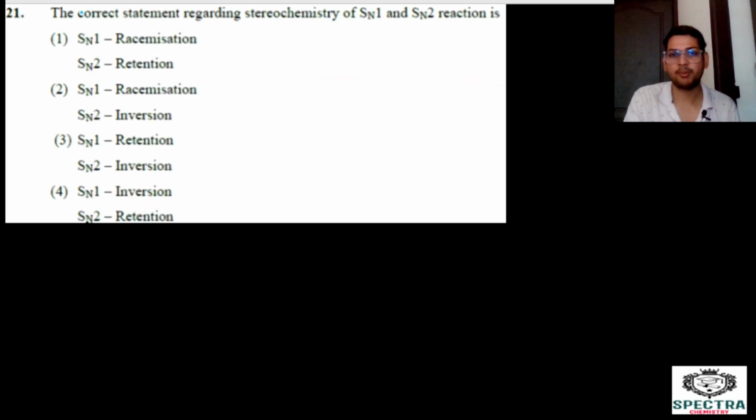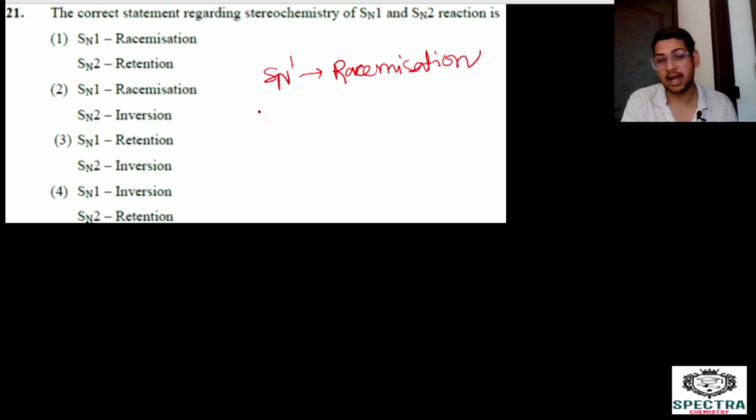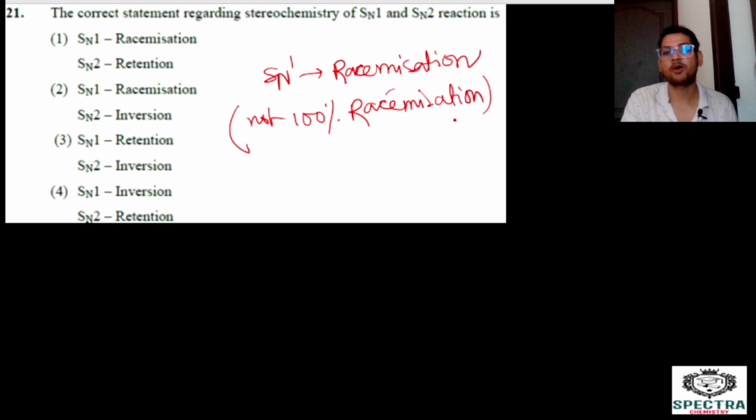So there is a question about this one also. I don't have to explain this thing, you already know how to do this. SN1 means racemization. Just one thing I can say is that it is not 100% racemization, but yes, almost racemization we can say.